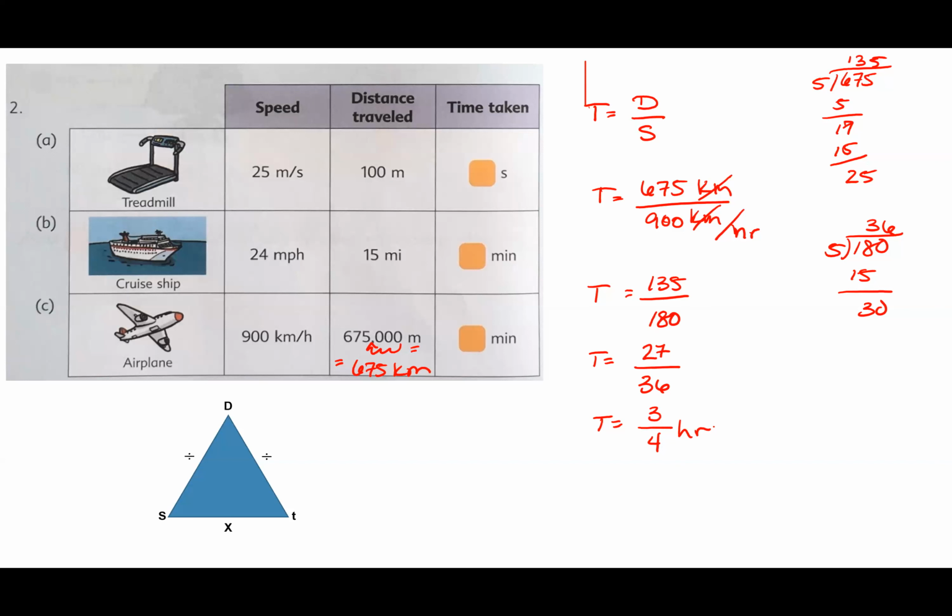Okay, let's multiply that 3/4 of an hour times 60 minutes per hour. We get 15, and my time actually equals how many minutes? 45 minutes. Okay. Good times. Let's do 1 more.